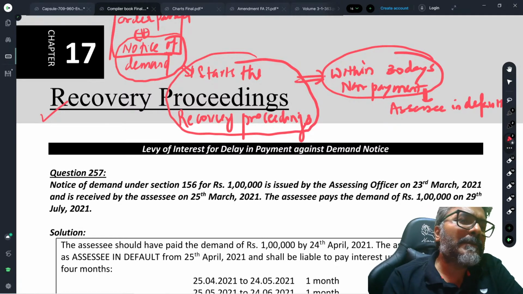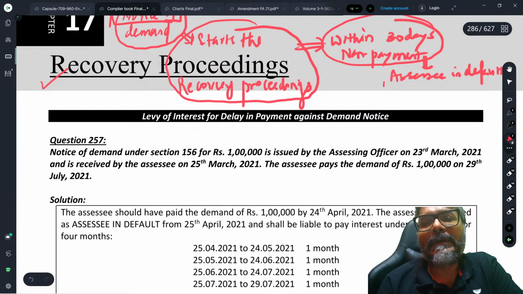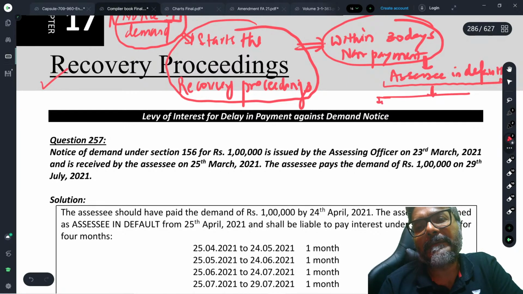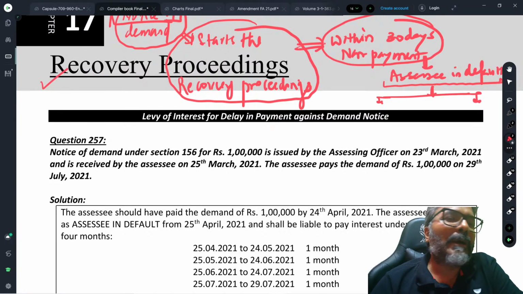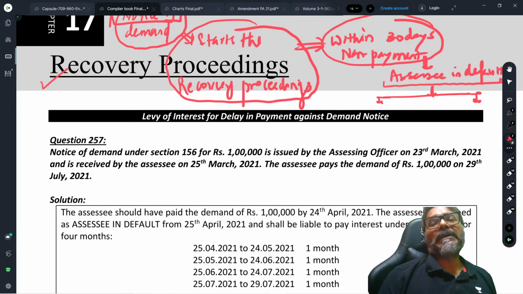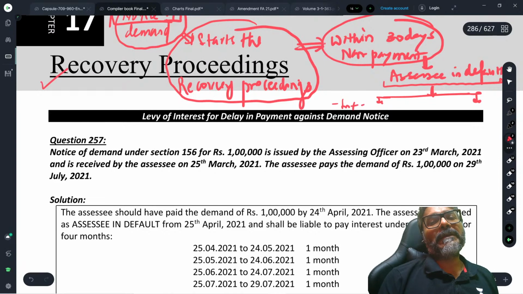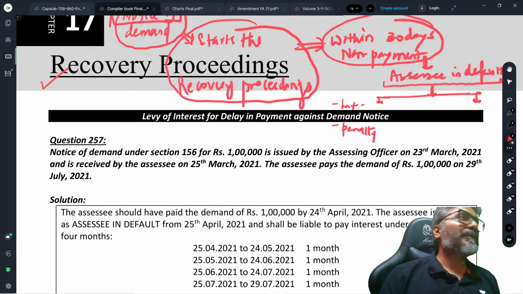And if you are an assessee in default, then, students, as you all are aware, what happens? You should be aware of that, students. The financial consequence of interest would be there. Penalty would be there. Okay, these are the financial consequences. Interest and penalty.